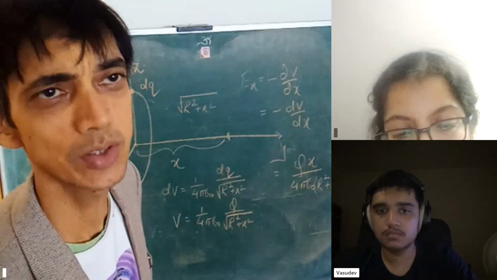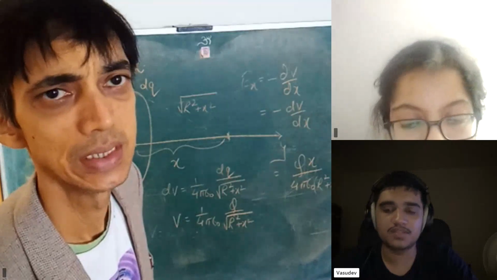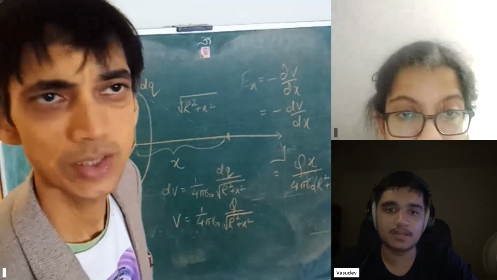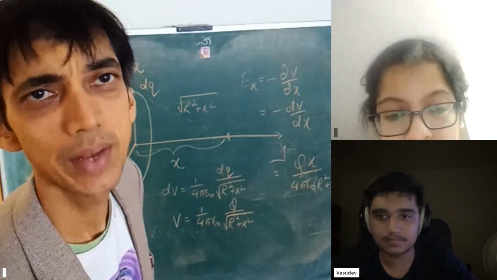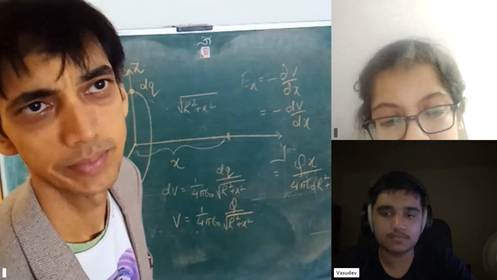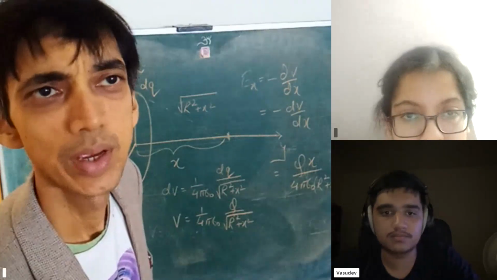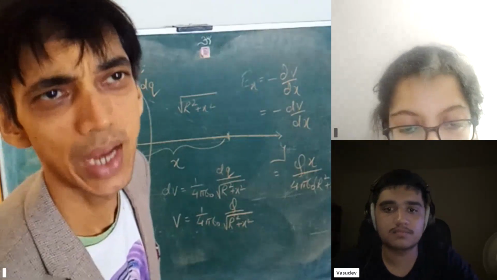Is this being taken in class, Vasudev? Yes, sir. I've done this independently. Plus r by root 2 will get you maxima. Minus r by root 2 will get you minimum. Many a time the question is asked.